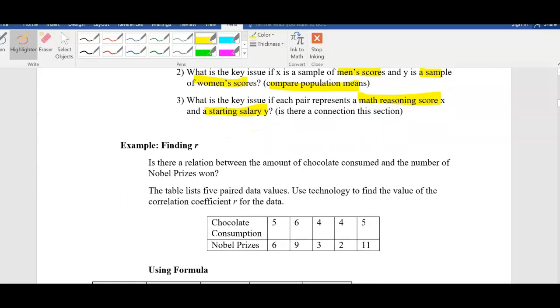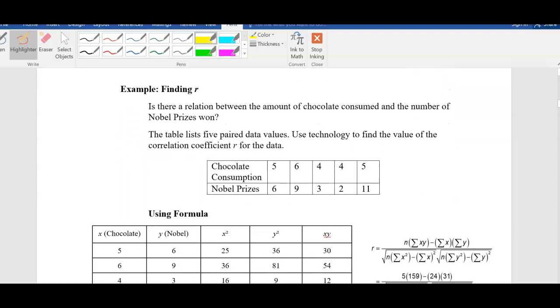All right, here we go. We're going to compare the consumption of chocolate. So if you eat chocolate, how many Nobel Prizes do you win? Okay, I know this is ridiculous. Eating chocolate does not lead to a Nobel Prize. Otherwise, I'd have tons of them. But this is what we're looking for.